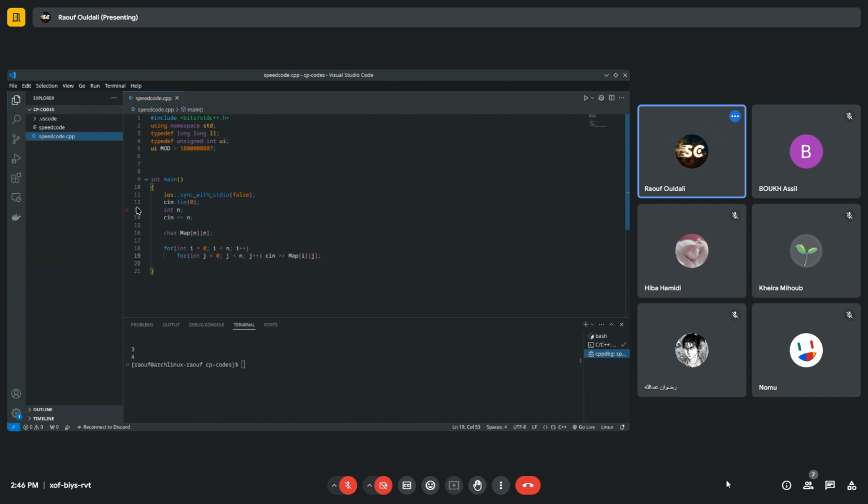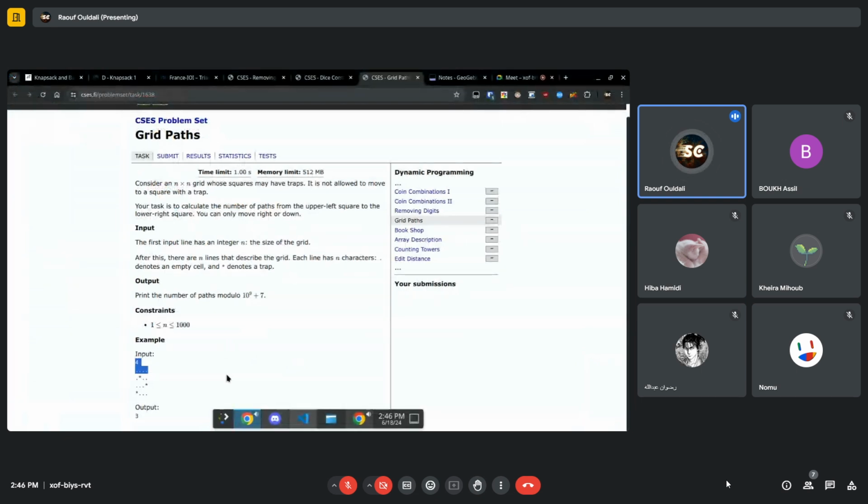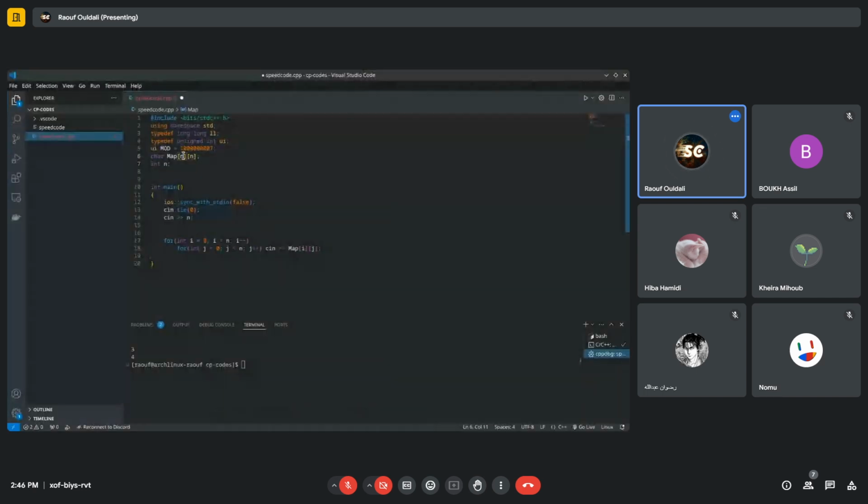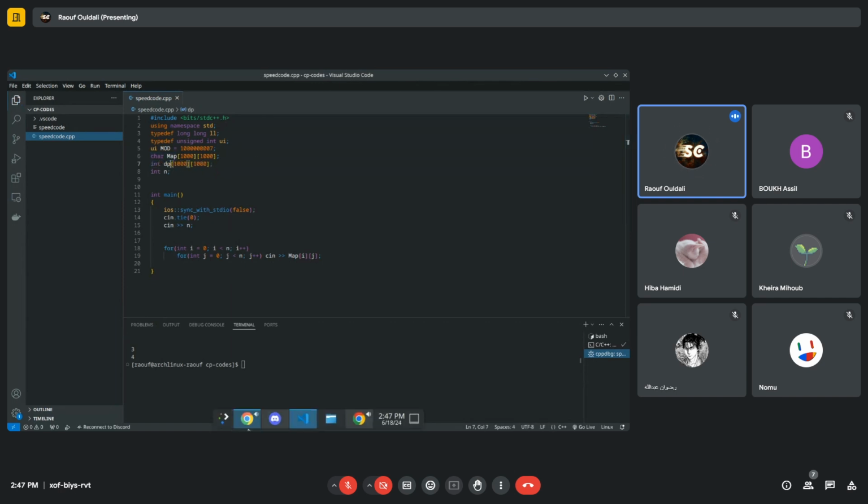Okay, what are the bounds? We put the values here so that we can access them from our functions. And we put another array, int dp. Does it ask for some modulo? Yes.